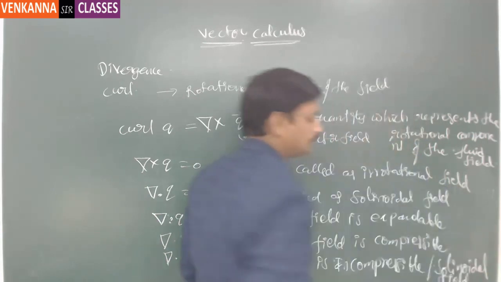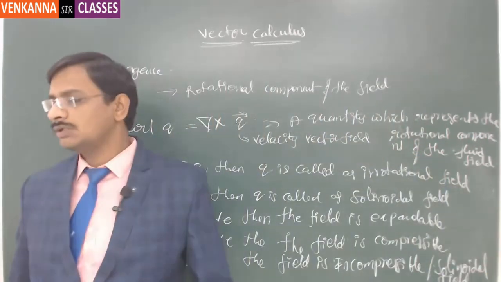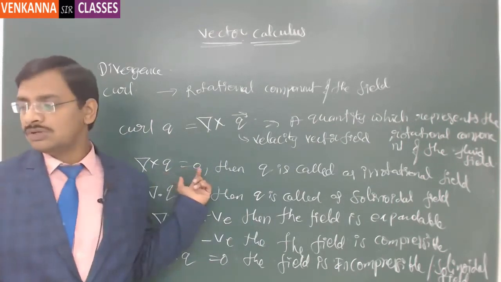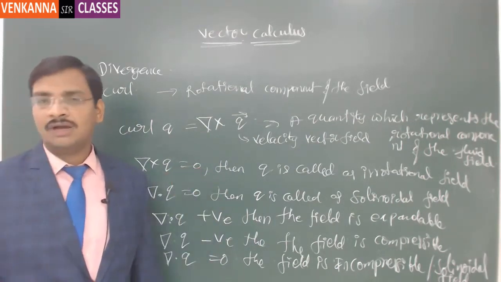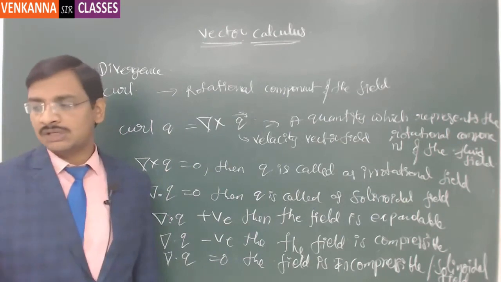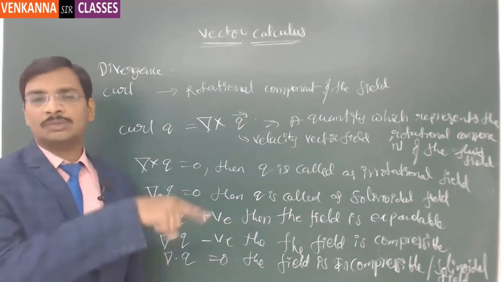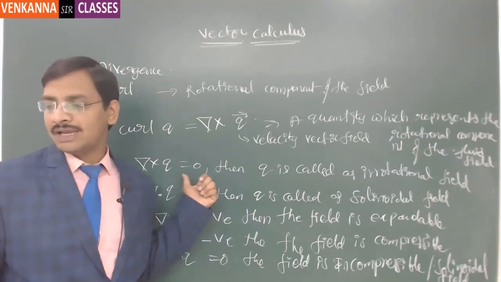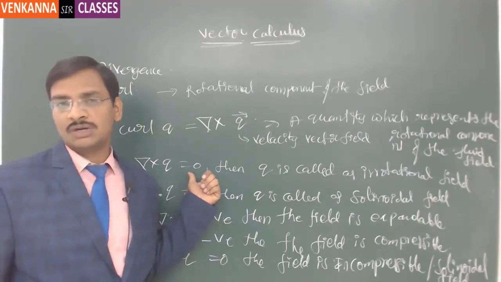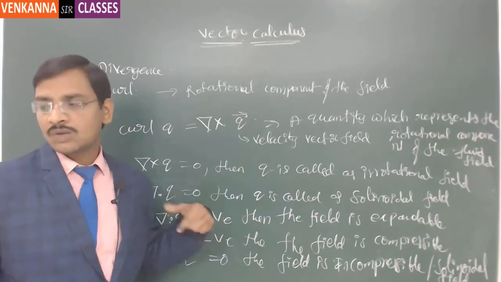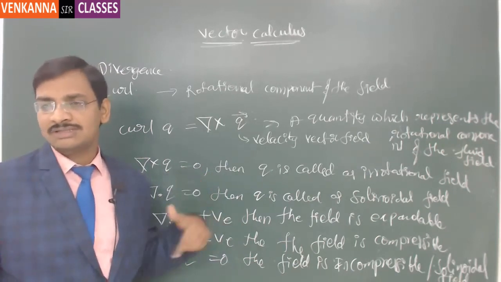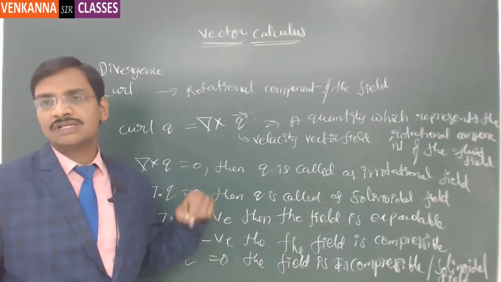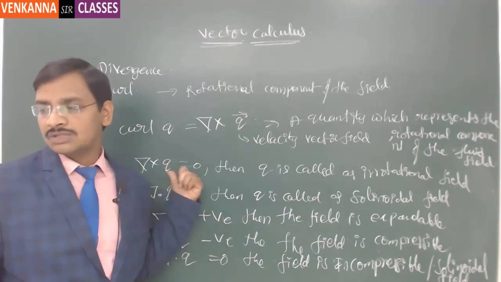Got it? So this is how we classify this. Del cross q equal to 0 means irrotational field, where the fluid is continuously passing this way. Suppose if it is positive, then you may assume that in one direction it is trying to rotate. Usually we take anti-clockwise rotation as positive, and clockwise rotation of the fluid field as negative. So there is a rotational component. If there is no rotational component, then del cross q is equal to 0.